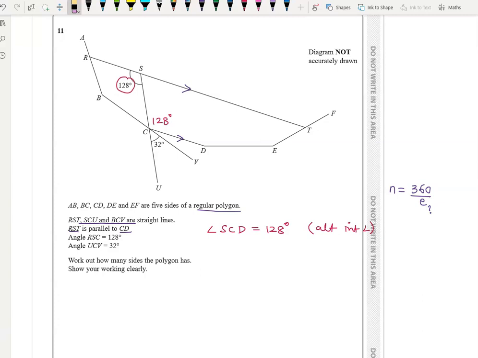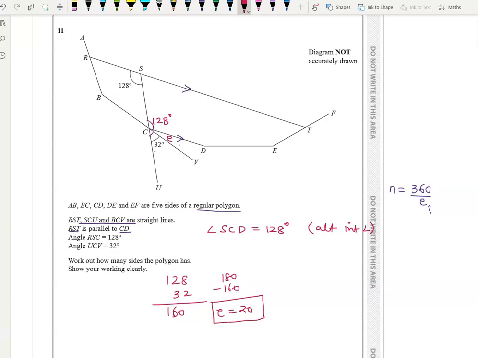Okay. Now the second information is this angle here, angle UCV is 32. Okay, so the in-between angle we can mark as E, which is the exterior angle of the regular polygon, because BC and CD are the sides of the polygon. So BC is extended, so E is the exterior angle. Now these 3 angles here make a straight angle, so they will add up to 180. So you add 128 and 32, so you get here 160. Subtract from 180 minus 160, so you get the value of E is 20.